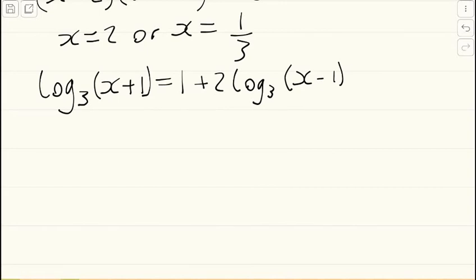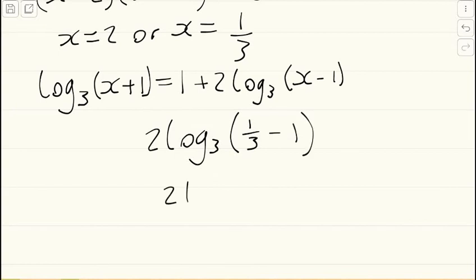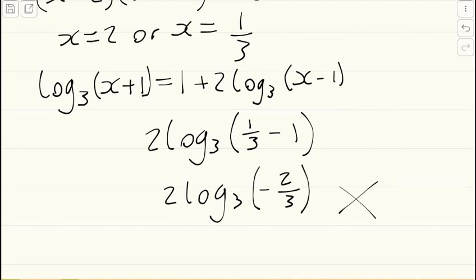However, if you look at the first bit, we have log to the base 3 of x plus 1. Both 2 and a third can go in there. But if you look at the second part, 2 log to the base 3 of x minus 1, if you put a third in there, I get 2 log to the base 3 of, instead of writing x, I'm going to put a third, minus 1, which gives me 2 log to the base 3 of, well, a third minus 1 is going to be minus 2/3. So again, that doesn't work. It does not work. However, it does work for x equals 2.